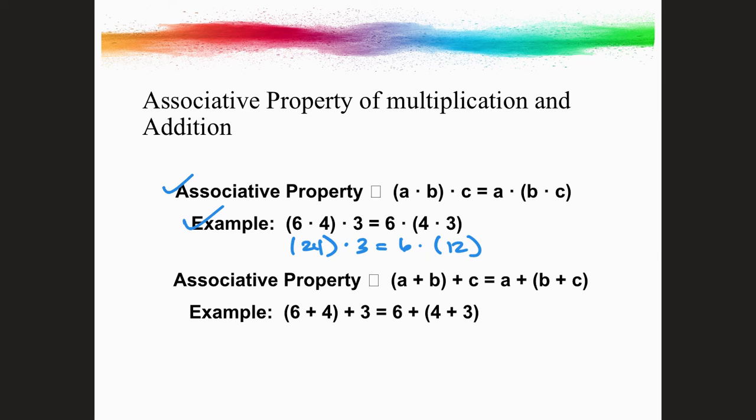So 24 times 3 is going to give us 72, and 6 times 12 is also 72. So even though the numbers are associating differently, we're getting the same result on both sides of the equation.